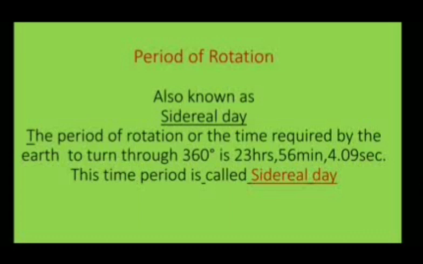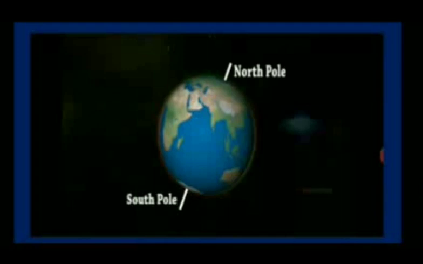Period of rotation. It is also known as sidereal day. It means that the earth takes a 360 degree turn in 23 hours, 56 minutes, 4.09 seconds. So this time period is known as sidereal day.